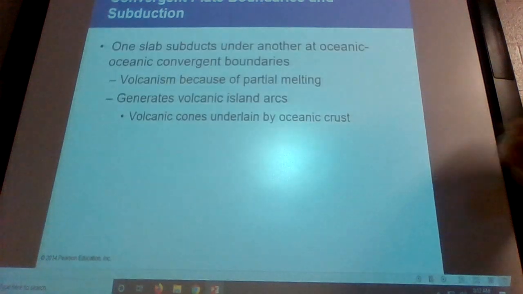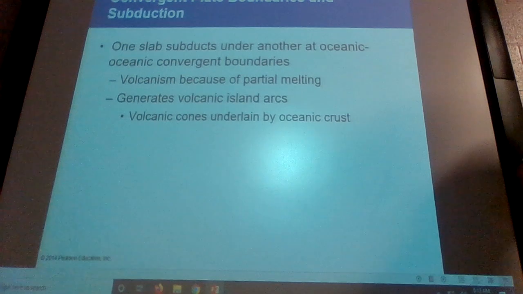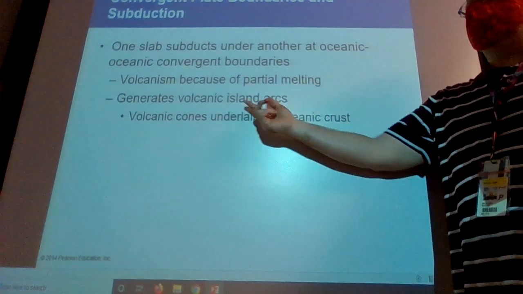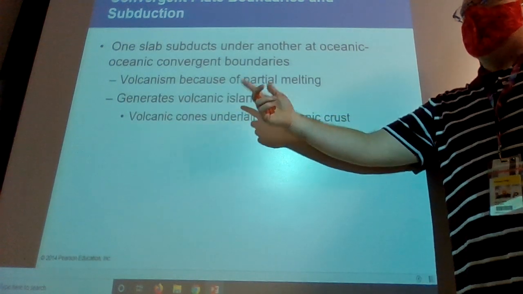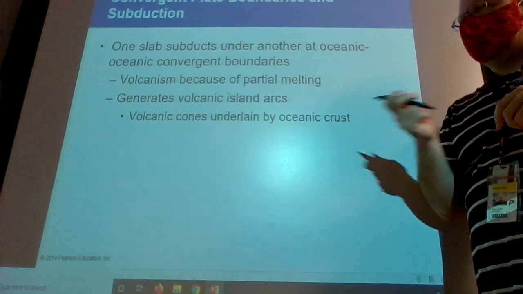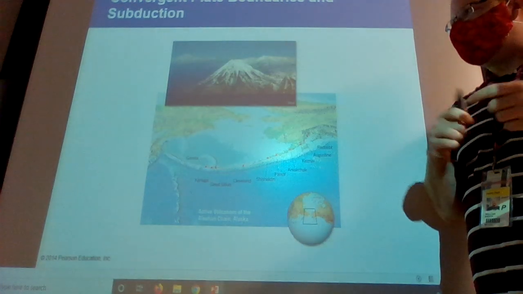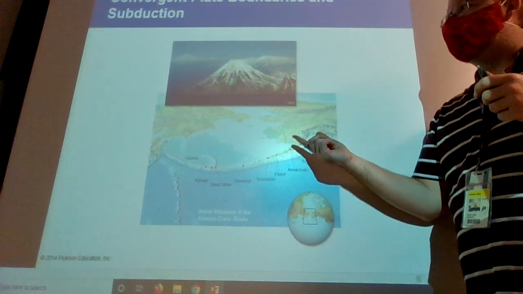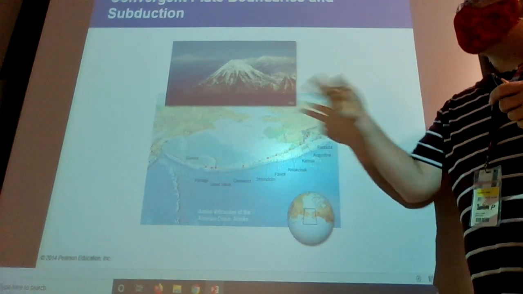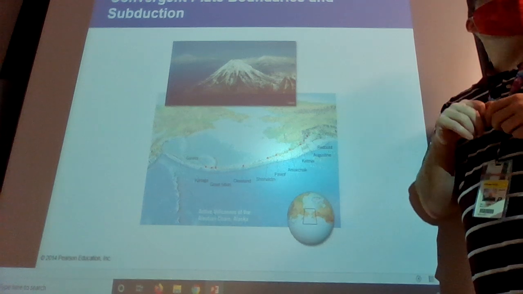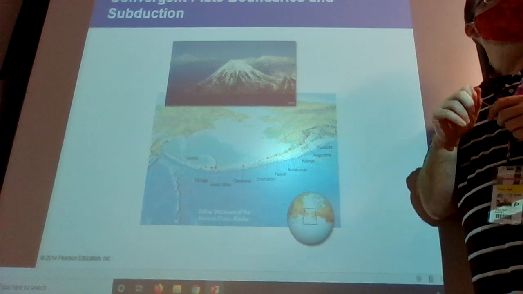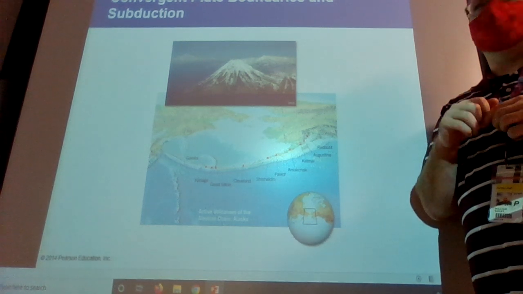So let's see. One slab subducts under another at oceanic convergent boundaries. You get that same volcanism that happens, but instead of the volcanoes being on land, like in Oregon and Washington, they happen out in the ocean. Your volcanic island arcs, which would be similar to Japan, or here, in that long stretch of islands coming off of Alaska. I'm trying to remember some of the volcanoes in Alaska. They have some pretty big mountains. In fact, the biggest mountain in the United States, I believe, is in Alaska.